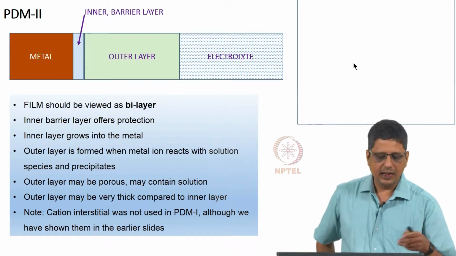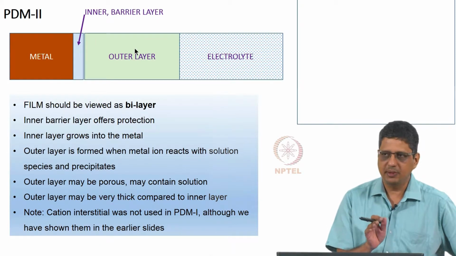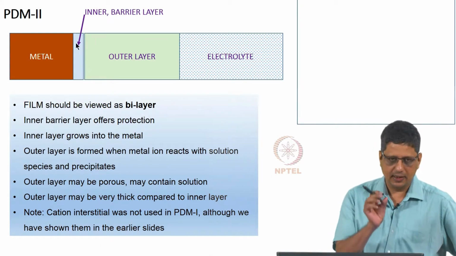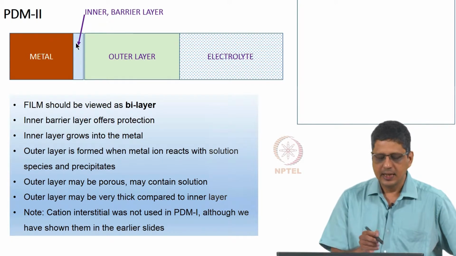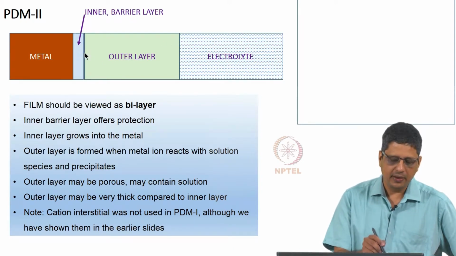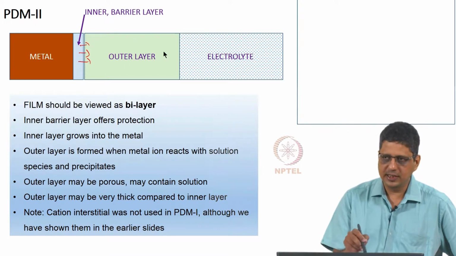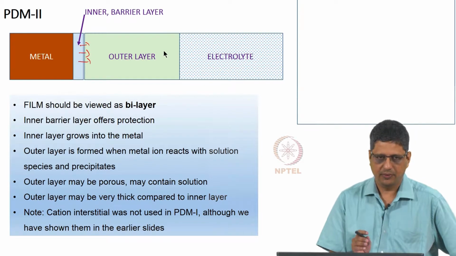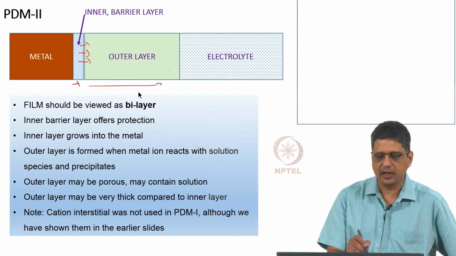Second level is to recognize the film that is seen is actually not uniform all the time. Most of the time it contains two layers. One is a thin layer, but it offers protection, it is called the barrier layer. Second is an outer layer, it can be porous, and that is formed when this cation interstitial as well as the dissolution of the film releases cations here. They can interact with the solution species and form a precipitate. This can be very thick compared to this film. This can be a few nanometers, this can be in microns.